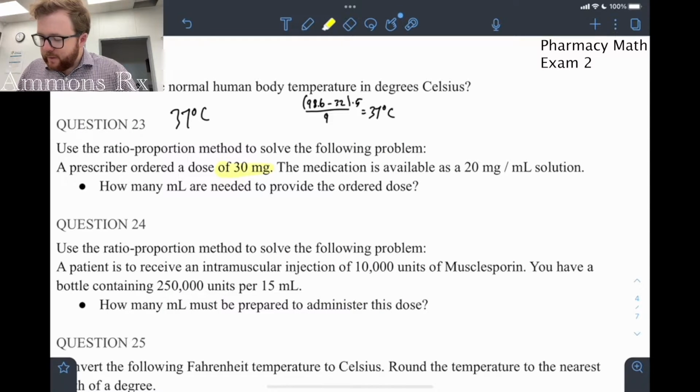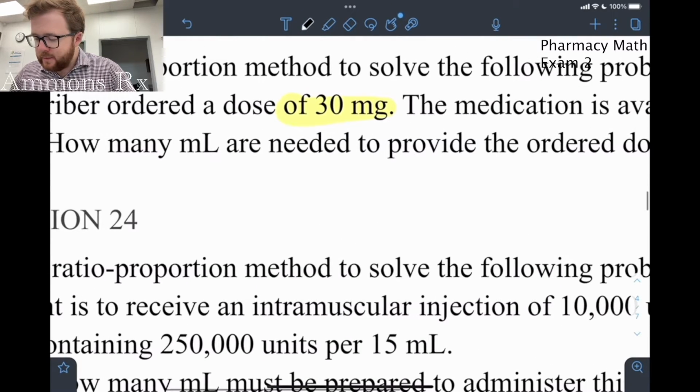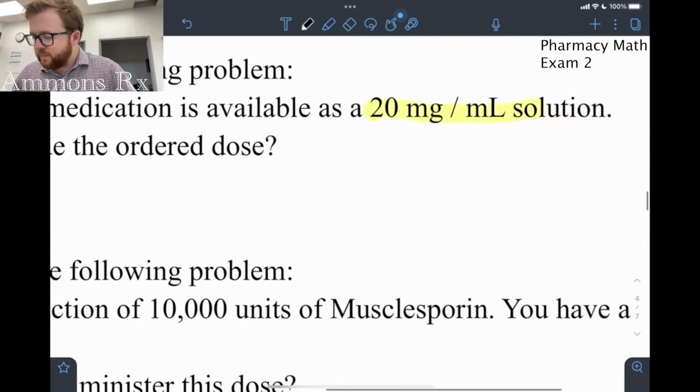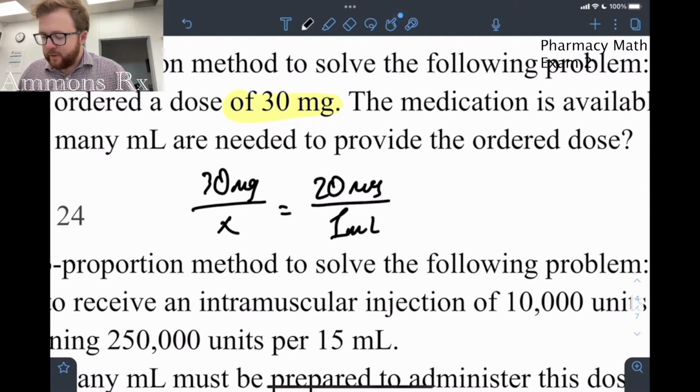The dose is 30 milligrams. It's available as 20 per 1. How many mils are needed? Easy peasy. 30 milligrams, 20 per 1. 30 times 1 divided by 20. 1.5 mils.